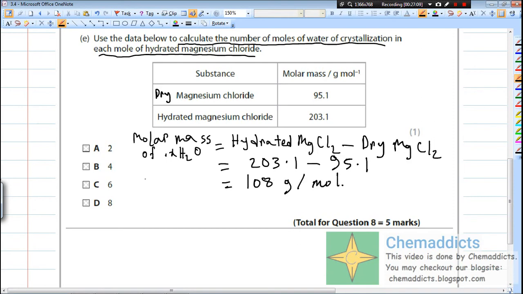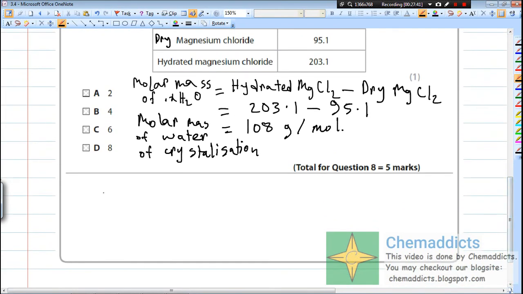Now we have just found out the molar mass of water of crystallization, which is 108 gram, and we also know the molar mass of water, which is 18. So if we divide this molar mass by 18, we're going to get the number of moles of water of crystallization. That's it. So let's carry out the calculation.